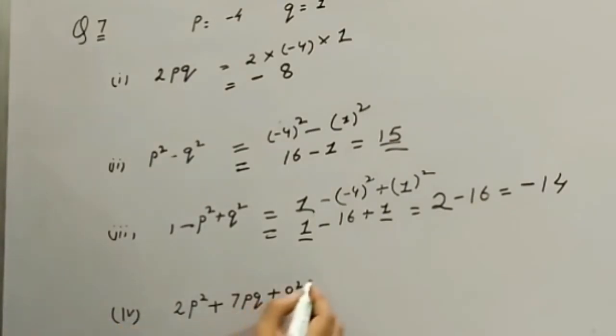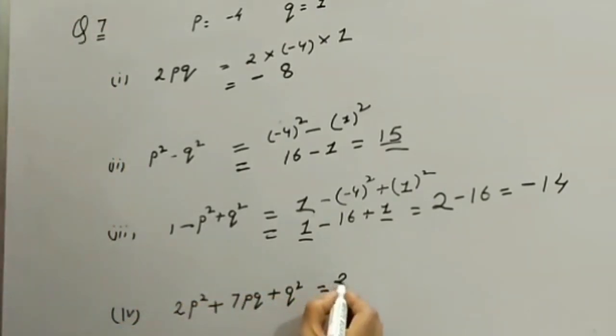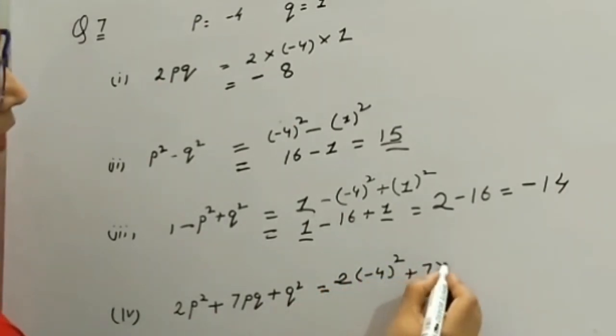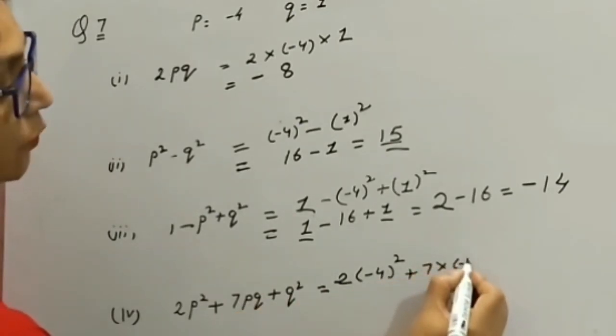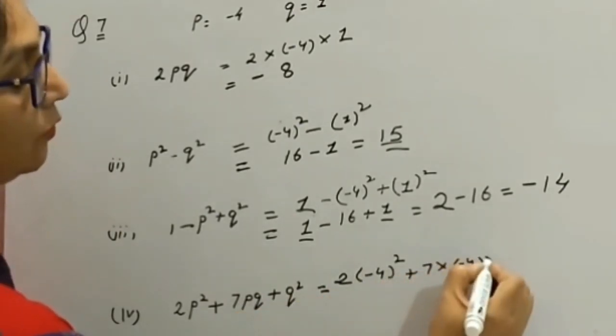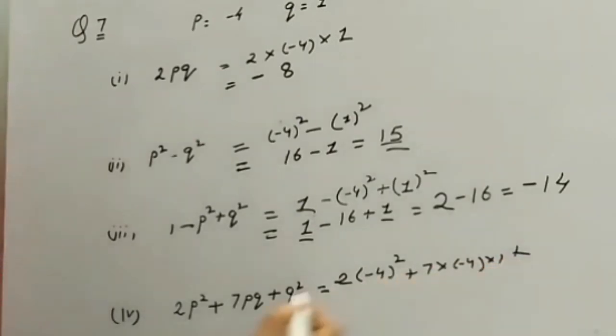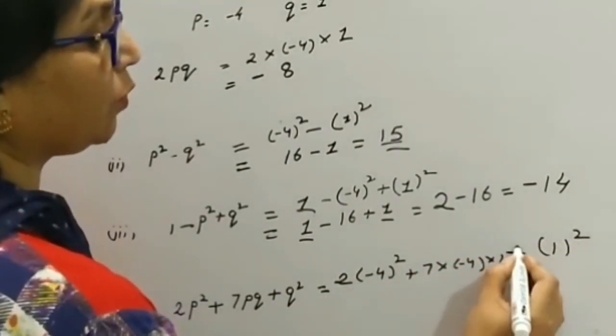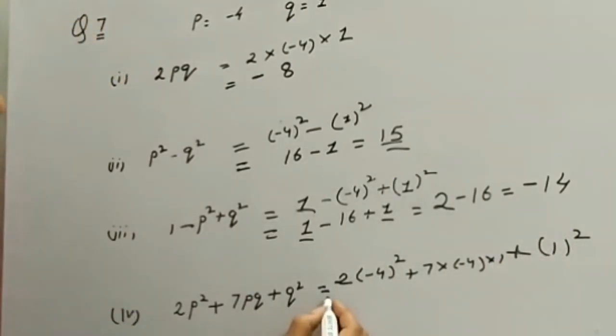Fourth one, let's solve. There are 3 terms, so let us put the values of p and q according to the given values. 2 into p square means minus 4 square plus 7 into p, minus 4, into q is 1, so put 1 plus q square. q square means 1 square. Substitute q equals to 1 in it. Let's move to the next step.